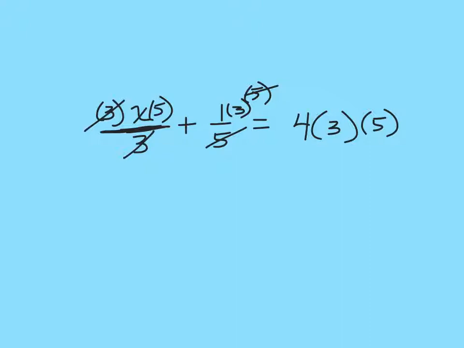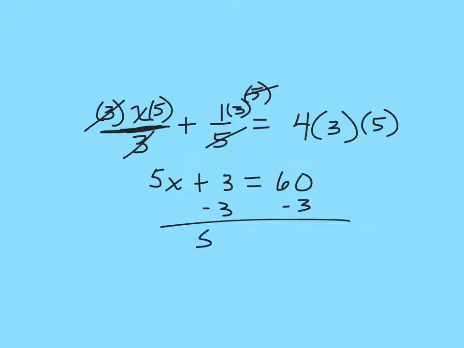And now over here I got 5x. In the middle, 1 times 3 is 3. And over here, 4 times 3 is 12, times 5 is 60. And I've got an equation that does not have any denominators other than 1. And we don't usually show denominator of 1. So by doing that, I created an equation that's a lot easier to deal with. So of course I could subtract 3 and then divide by 5. And here I'd get 57/5.